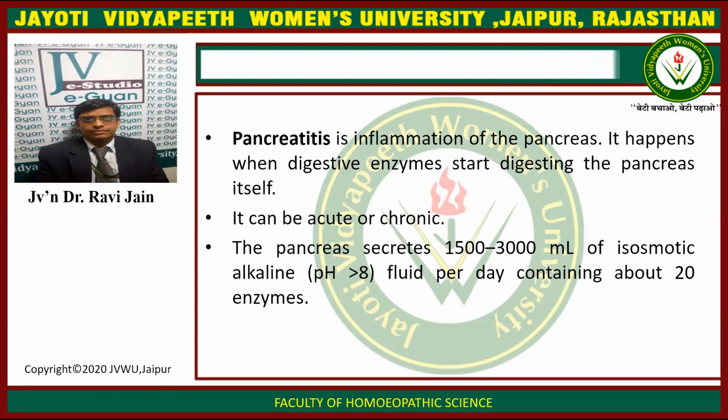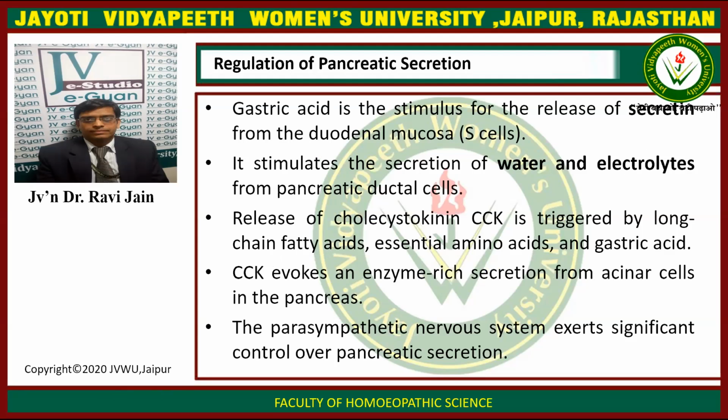The pancreas secretes 1500 to 3000 milliliters of isosmotic alkaline fluid per day, with a pH greater than 8, containing around 20 enzymes. Now, how does the regulation of pancreatic secretion take place? Gastric acid is the stimulus for the release of secretin. In the presence of gastric acid, secretin is released from the S cells of the duodenal mucosa.